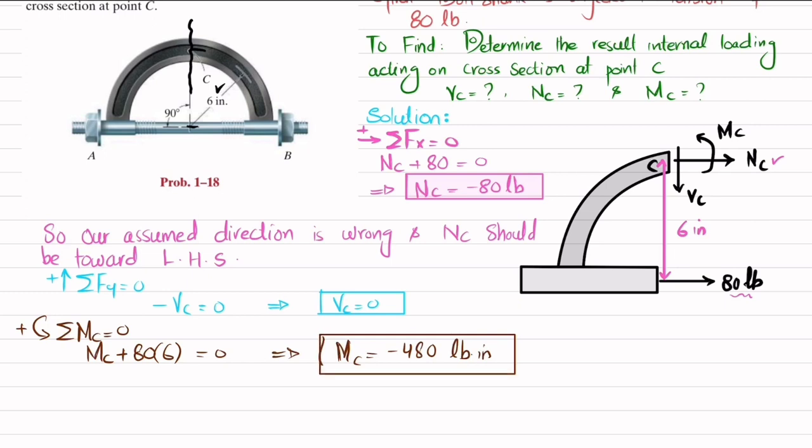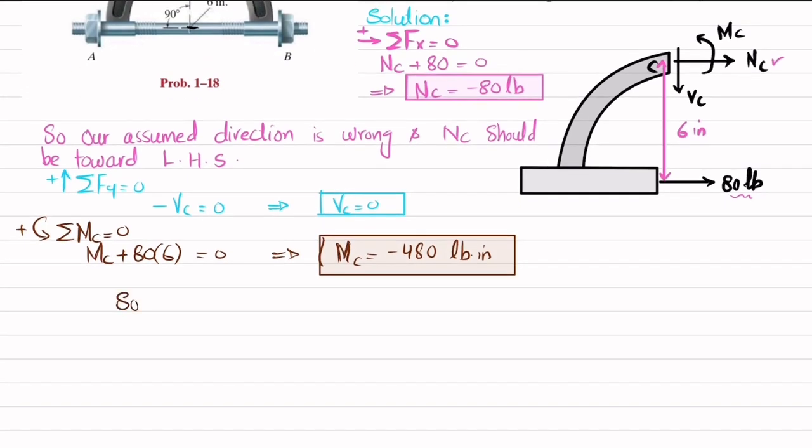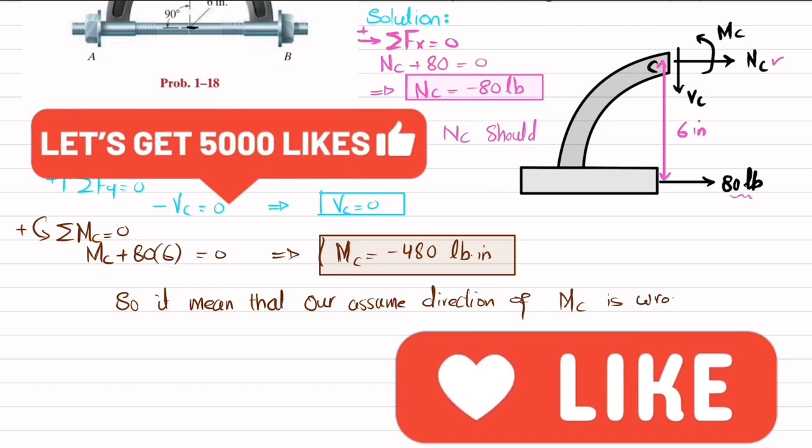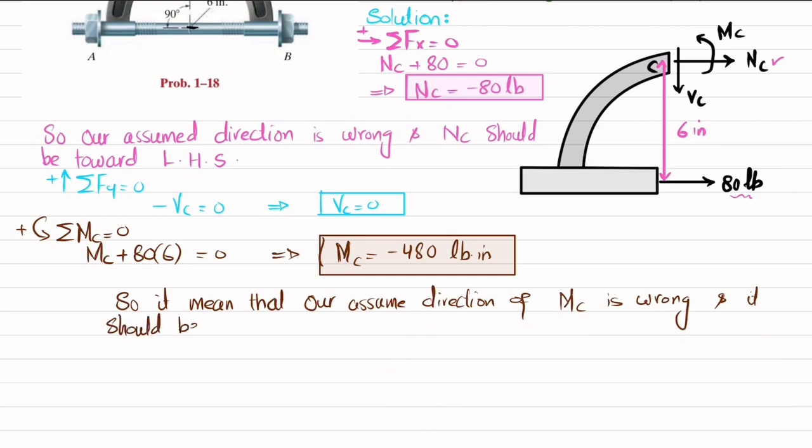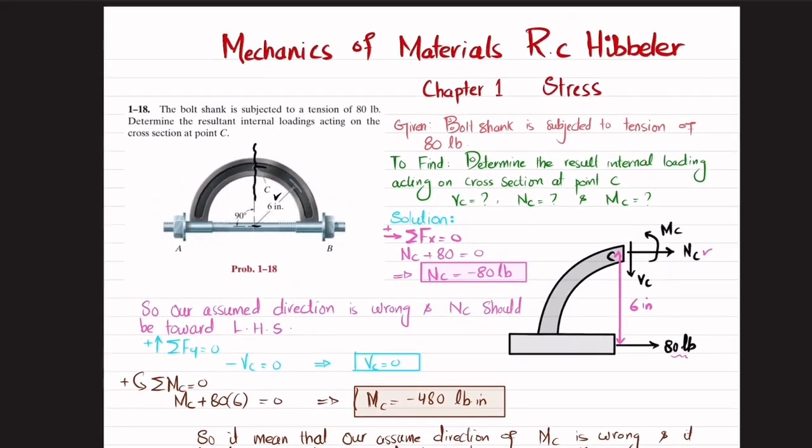So this is the reaction moment, and we can see that this moment comes out to be negative. So it means that our assumed direction of MC is wrong, and it should be in the clockwise direction to keep it in equilibrium. And this was all about this problem 1-18.